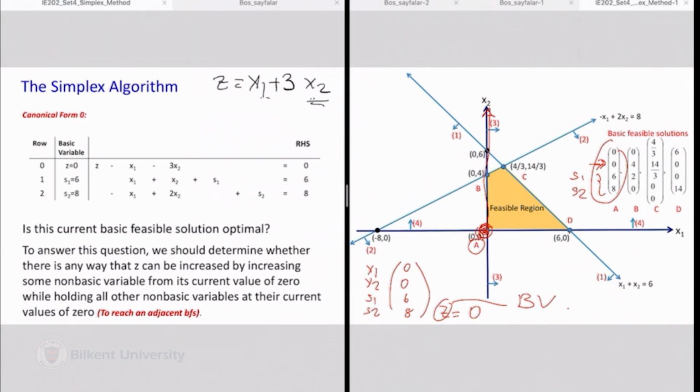But of course, there will be a blockage, because by making x2 higher, what am I changing? x2 appears in this equation. If it becomes 1, s1 drops down from 6 to 5. If it becomes 2, s1 drops down from 6 to 4. Okay, so I am going to ask what is the highest possible? Why highest? Because per unit I gain 3 units in my objective function, which is to be maximized. So what is the highest possible without me leaving the feasible region?